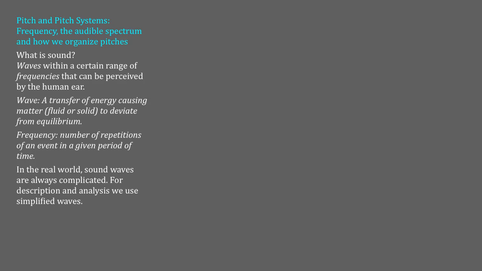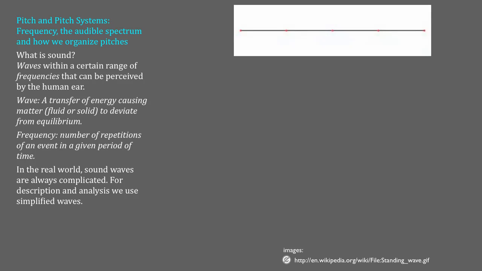To get a basic understanding of what a frequency is and what a sound wave is, we can use this simplified wave to describe the phenomenon. So we see here a simplified wave. It's kind of a sine wave going up and down. And to get a basic understanding of sound, you can take your hand and wave it right by your ear, and you'll see that the air is being displaced by your hand, and a transfer of energy is causing the matter, the fluid, which is the air around our heads, to deviate from equilibrium, and the frequency of that event is the buffeting sound we can hear as we wave our hand by our ear.